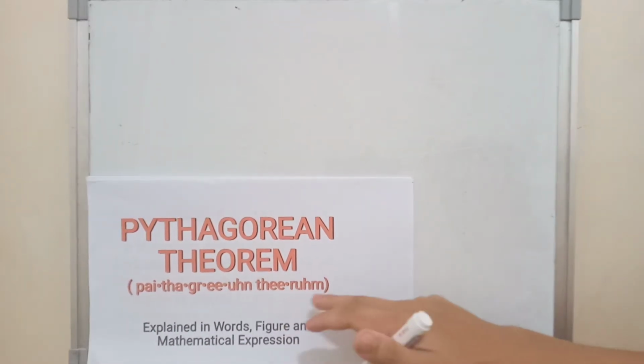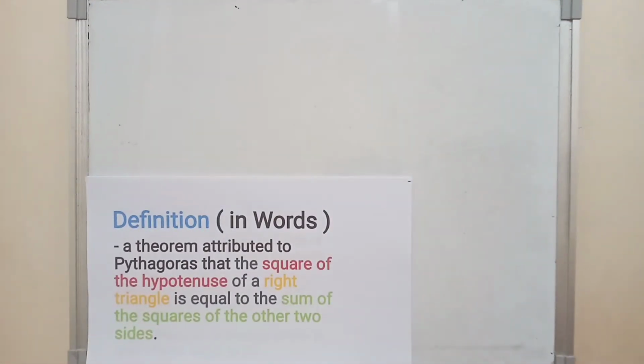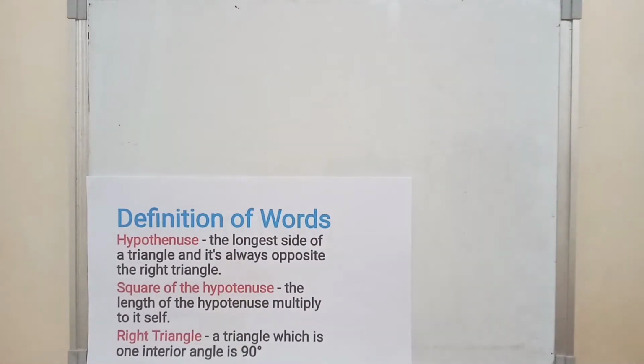Pythagorean Theorem. So, ang definition po niyan ay a theorem attributed to Pythagoras that the square of the hypotenuse of a right triangle is equal to the sum of the squares of the other two sides. So, tingnan po natin ang definition ng mga words. Hypotenuse. Pag sinabi pong hypotenuse, the longest side of a triangle and it's always opposite the right angle. Siya yung pinakamahabang side sa right triangle.